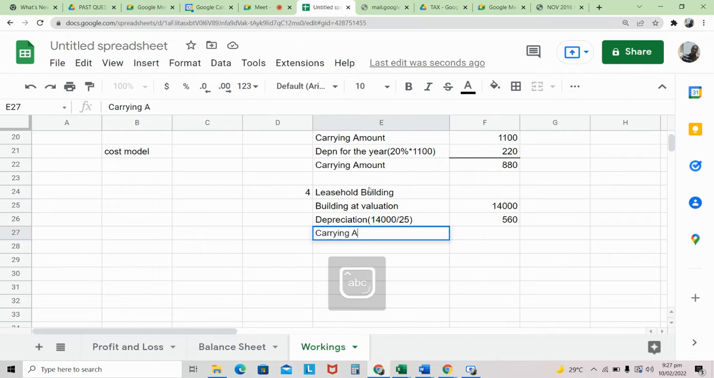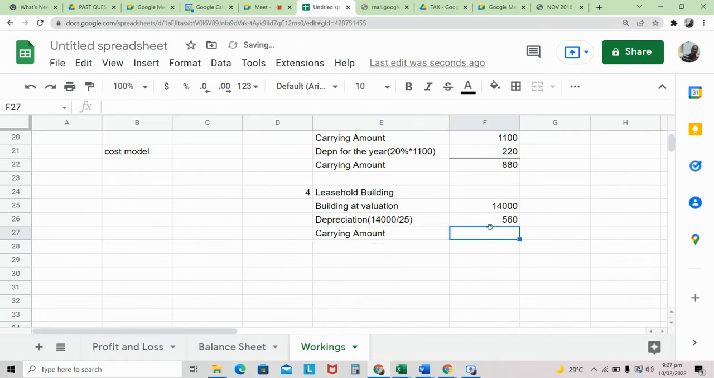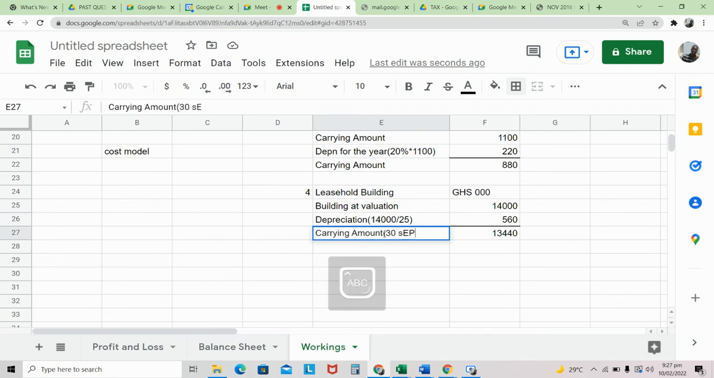So the carrying amount at the end of the year should have been 14,000 minus 560, which is 13,440. But this is the end of the year, 30th September 2015.